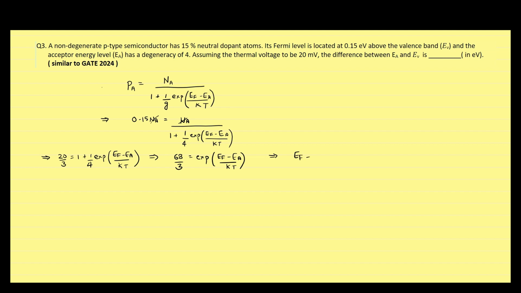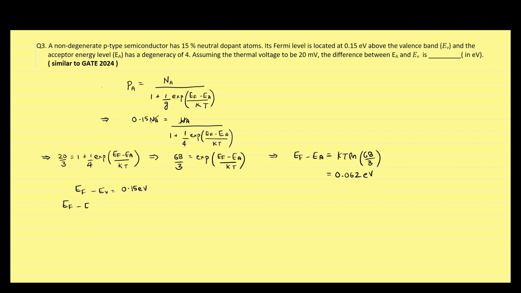By solving the equation, we get the value of EF minus EA to be equal to KT ln 68 by 3, and after calculating we will get the value to be around 0.062 electron volt. Now it is also given that EF minus EV is equal to 0.15 electron volt.